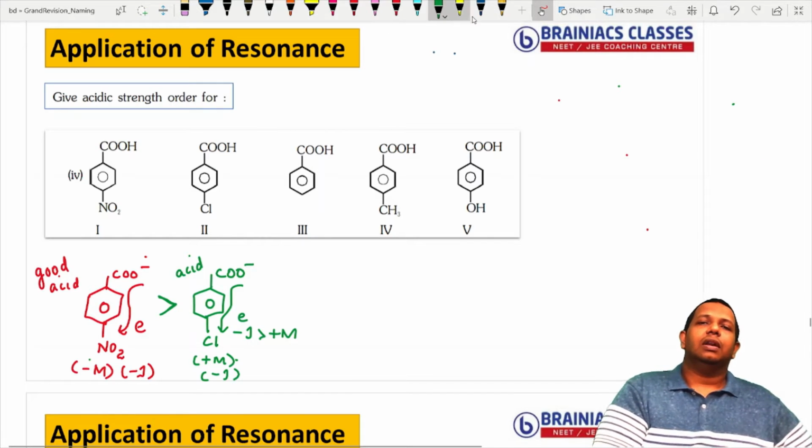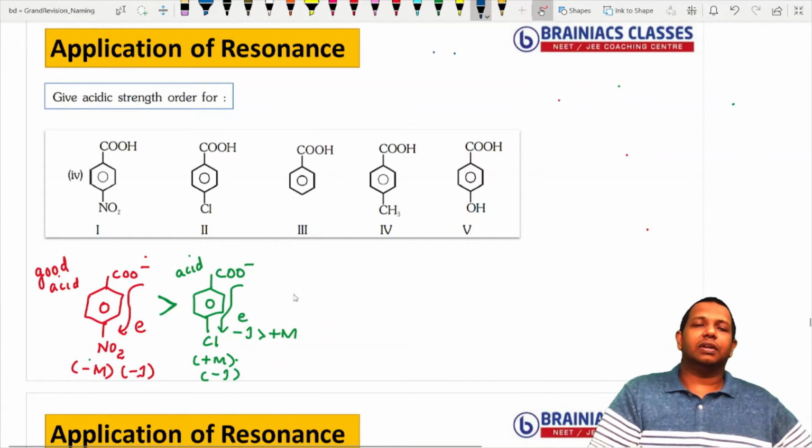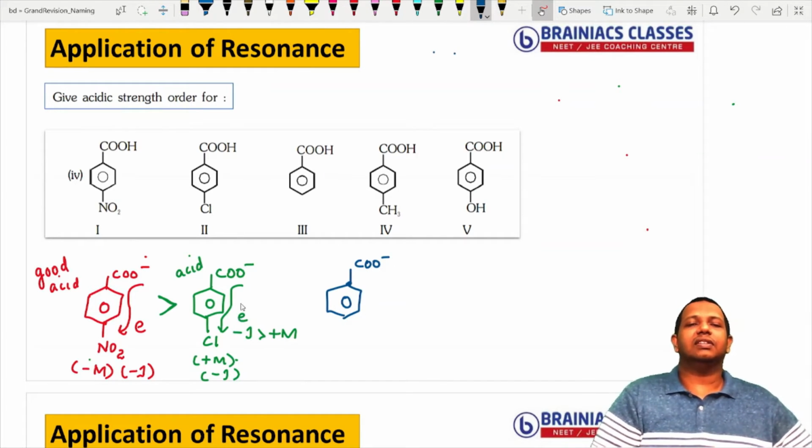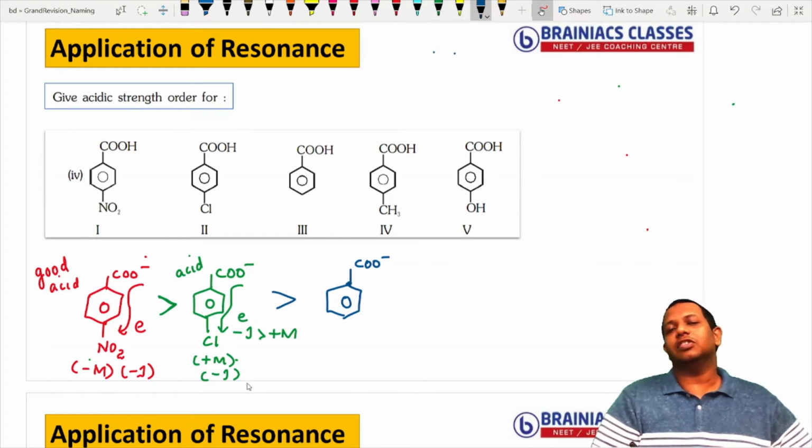Okay. Now you have the next one, that is normal benzoic acid. So you have, okay, I should not put an arrow here. After donating the H plus, it will have a carboxylate anion. Now there is nobody here, so this is getting stabilized a little bit. So I can say this is anyway a much better acid than this one.